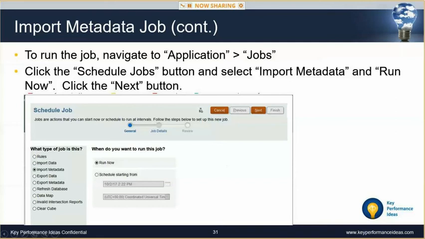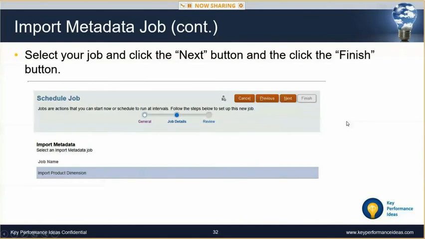To run the job, we navigate to Application Jobs. We click the Schedule Jobs button, and we select the Import Metadata and Run Now. So over here on the left-hand side, we want to schedule a job where we're importing metadata. We want to run it immediately in this case, and then we would click the Next button. We would then select the job, and then click the Next button, and then click Finish.